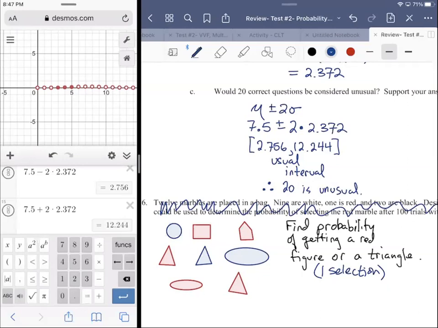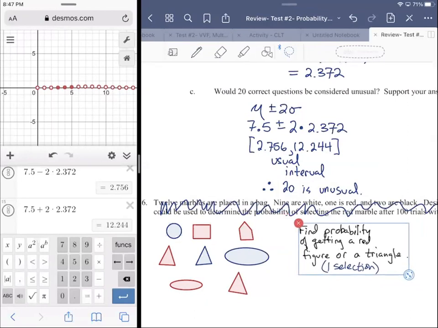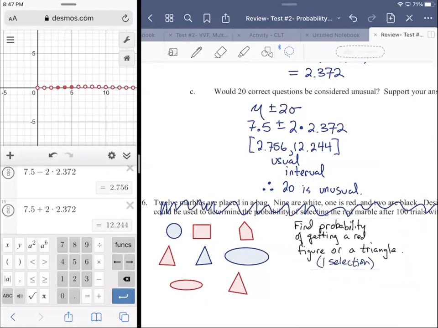All right, so the first thing that you would want to do is identify whether or not you're dealing with a case that's mutually exclusive, or at least consider that. You don't have to write that for me. You just want to be thinking about that. Basically, is there any overlap? Is there a way that you could have a figure that is red and also a triangle at the same time? And the answer is yeah, we got a couple of them.